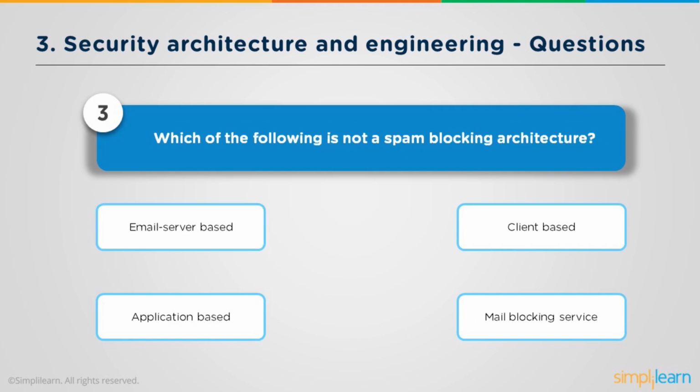Question 3. Which of the following is not a spam blocking architecture? Now, what is spam and how are you going to block it? It can be at the client side, it can be on the email server where we have identified spam filters, or it could be application based. In this scenario, mail blocking service is basically you creating a blacklist which will block emails from certain addresses or from certain things. So this is not a spam blocking architecture. It's basically a blacklist where you're blocking emails. But spam blocking architecture could either be email server based, or at the client side where they're using, let's say, Microsoft Outlook Express and they've created rules within it, or on an application where you have configured rules.